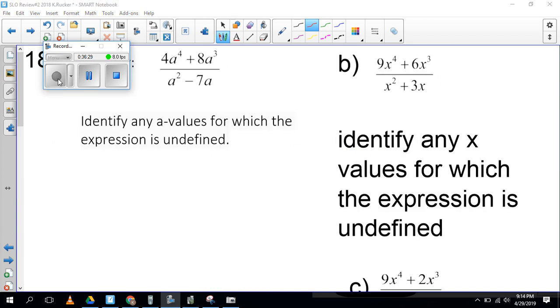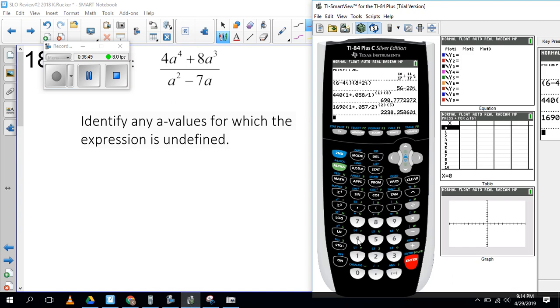Okay, so here's the next problem. And we haven't done these since the beginning of school because that's what we started with. It said identify any A values for which the expression is undefined. So basically, undefined means you get a 0 at the bottom. Remember, you can't have 0 in the denominator. So for instance, if I say 4 divided by 0, what do y'all think it is? Please don't say 0.